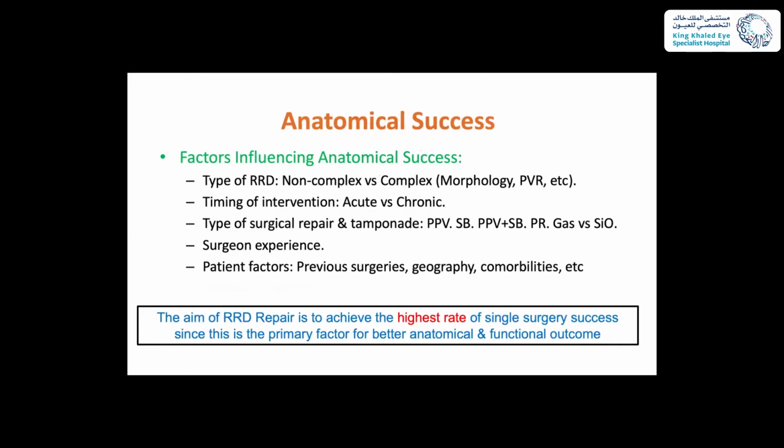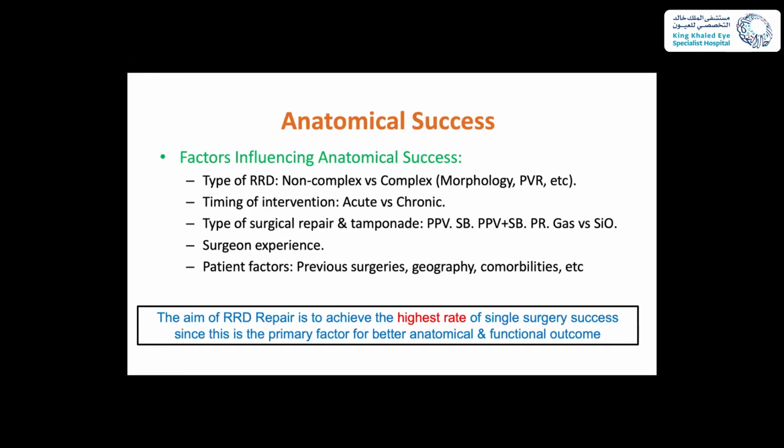So going in depth into the anatomical success. What are the factors influencing anatomic success? There are a lot of factors that have a direct influence on these success rates. First of all, the type of retinal detachment. Patients with a non-complex retinal detachment will probably have a higher anatomic success than patients with complex retinal detachment, because they have different morphology or PVR. Also, timely intervention is a key topic because acute retinal detachments are usually easier to fix than the chronic ones.